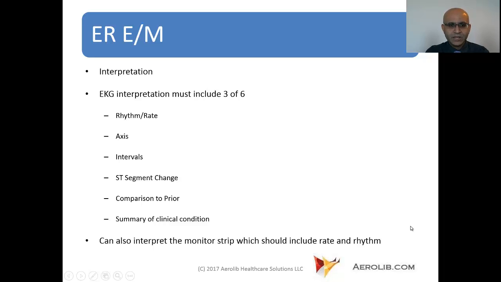An EKG interpretation is essential in some of the chest pain, syncope, TIA cases, and you need to have at least 3 out of the 6 criteria. So you need to comment on the rhythm, the rate, the axis, the intervals, the ST segment changes, whether you compared them to prior EKGs, and then the summary of clinical condition. Now you can also interpret the monitor telemetry strip, which should include the rate and rhythm.